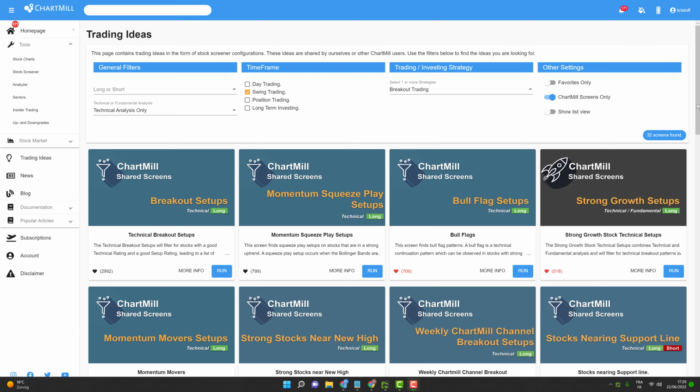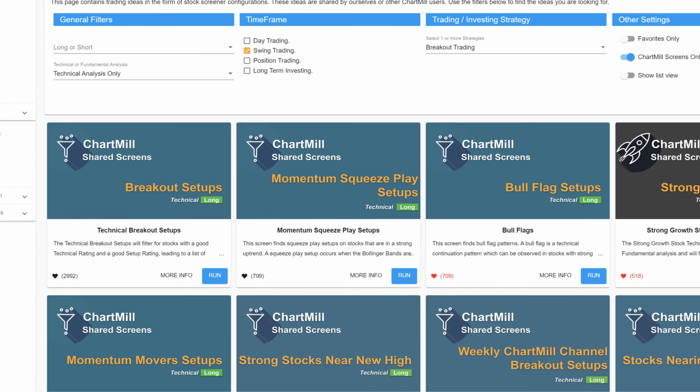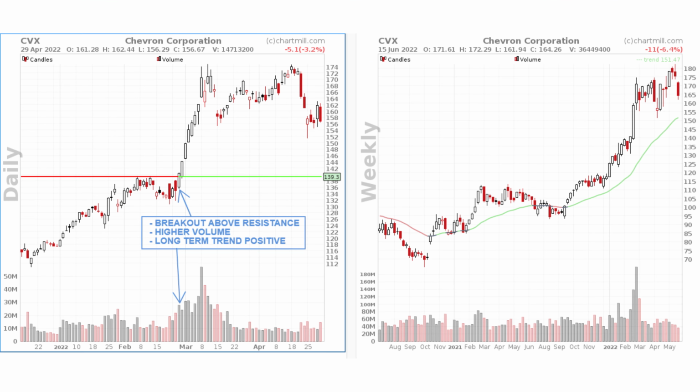The breakout screen filter is used to detect stocks which, after a period of consolidation, break out of their existing trading range on heavy volume. And this strategy is used primarily for stocks which have been close to resistance for some time. In any case, the long-term trend must also be positive. You'll notice that there are many other possibilities.